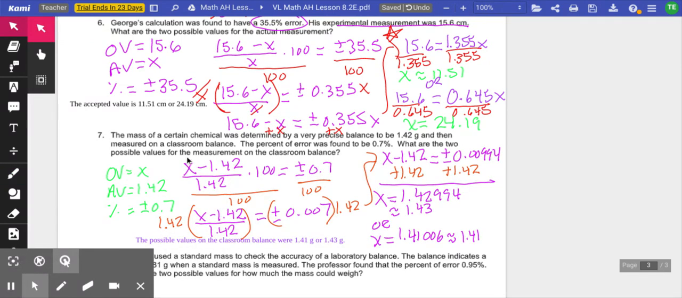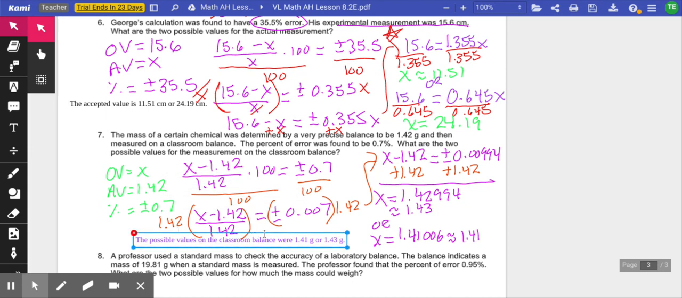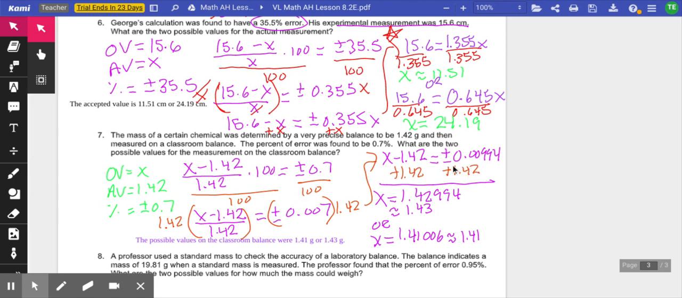Okay, so I wrote observed value x minus accepted value over the accepted value times 100 equals plus or minus 0.7. Now we are going to be very, very close to the 1.42 because we're less than 1% away. So what we don't want to do is round our work while we're working. Otherwise, you're going to round off your answer basically. So first thing, I divide by 100. Then I multiply by 1.42 on both sides. Then I add 1.42, and this is where I have to pay attention.